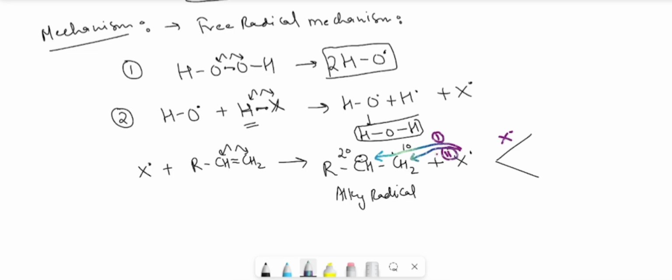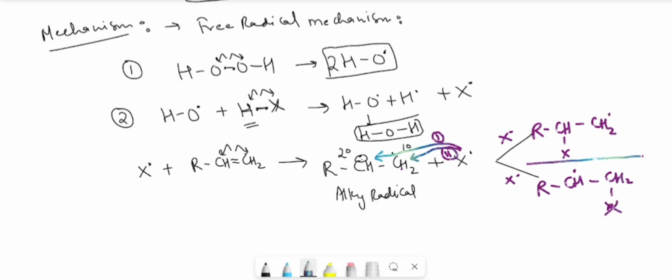So what will happen in path 2? The X radical would attack this CH2, and what will be formed? That is CH with X, and the other radical will be as it is, and the CH2 radical will be neutralized by Br radical or X radical here. These are the two types of products that can be formed in this attack.